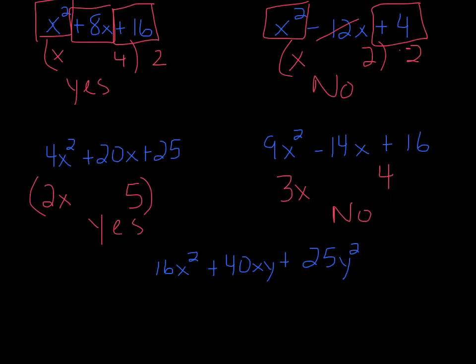And then finally, this last one down here, okay, 16x squared, that's going to be 4x, and the last one is 5y. If we multiply 4x times 5y, that gives us 20xy, and then times 2, that's 40xy. So the last one is a yes. Okay, so now you know how to tell whether or not they are trinomial squares. So we're on a good path here. Now we're going to go into how to actually factor them, and we're almost there already, which is what we just did.